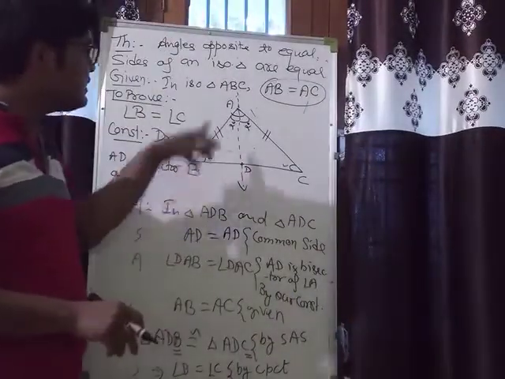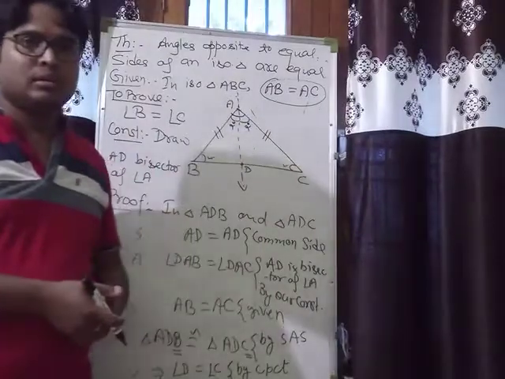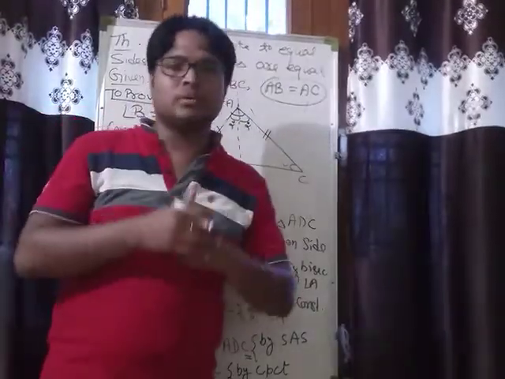In this theorem you can see what is given. The triangle is an isosceles triangle. In a triangle, the two sides are equal.